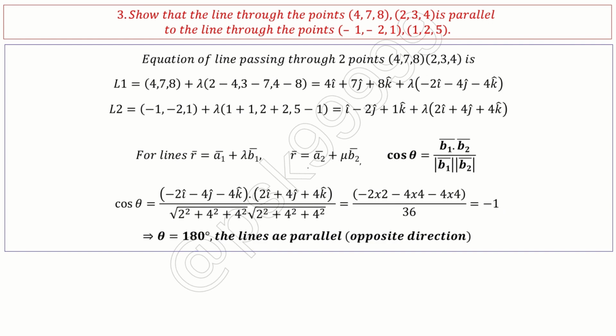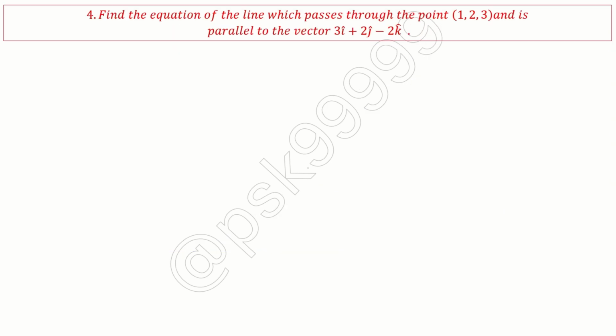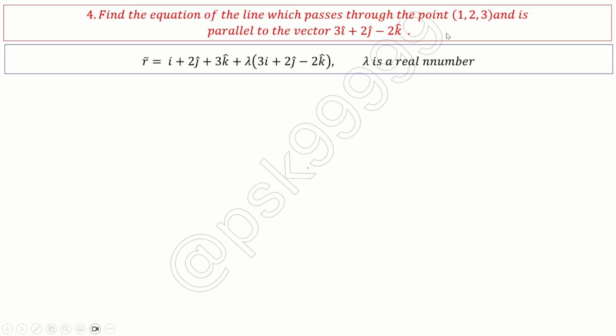That's all. Okay. Next. Find the equation of the line which passes through the point (1, 2, 3) and is parallel to the vector given. This is a straightforward question. You have a point, you have a vector which is parallel, so you can just add lambda in front of this vector. That's it. Simple. So i plus 2j plus 3k plus lambda times (3i plus 2j minus 2k). This is the equation of the line we are looking at, where lambda is a real number.